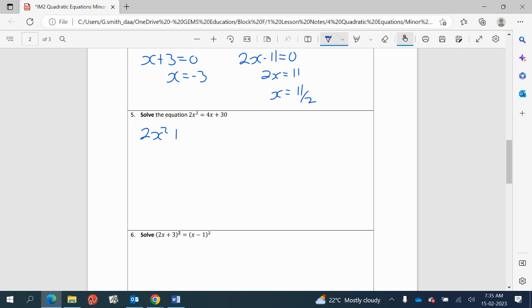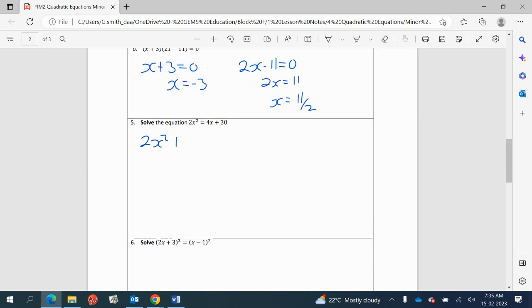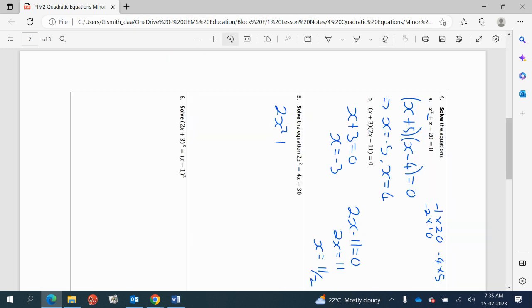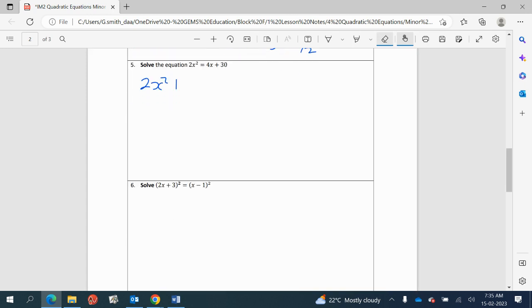Sorry, undo. 2x squared minus. All over the place. Here's the eraser.